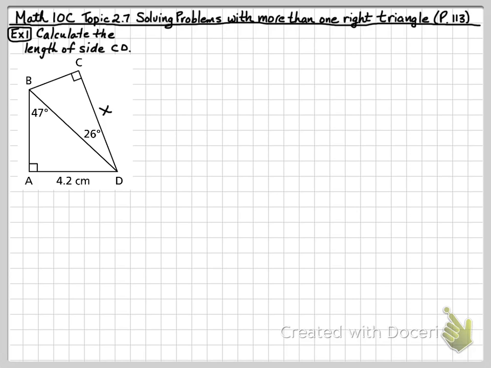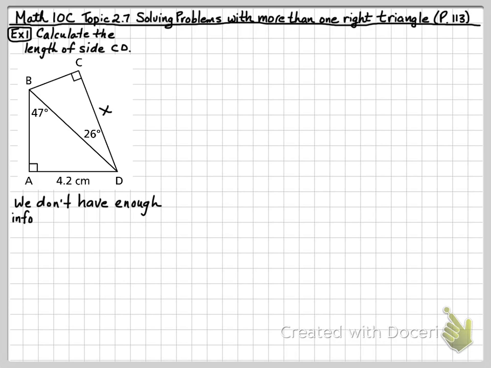And if we look at this triangle, we'll see a right-angled triangle on top of another right-angled triangle. And the problem here is that we don't have enough information in triangle BCD to be able to figure out side CD, or X. So what we're going to have to do is first of all look at triangle ABD and figure out the length of BD, and then use BD and the angle of 26 degrees for angle D to figure out the length of CD. So let's get started.